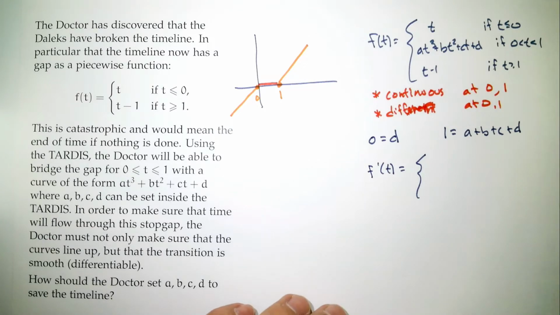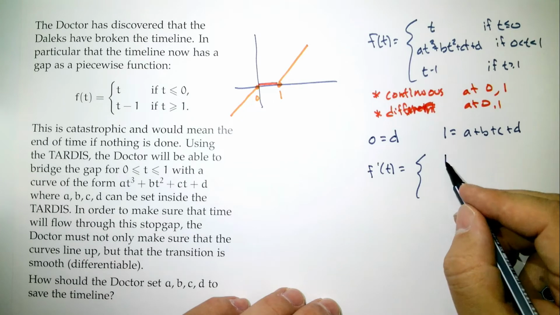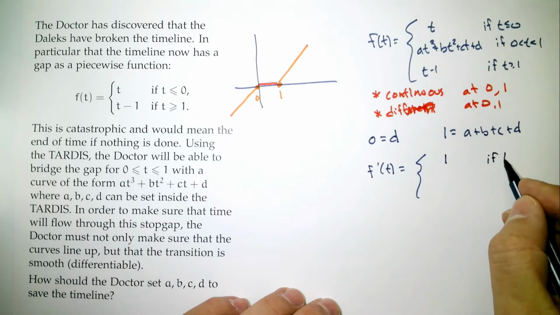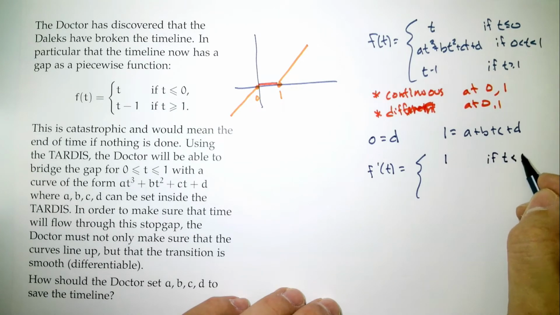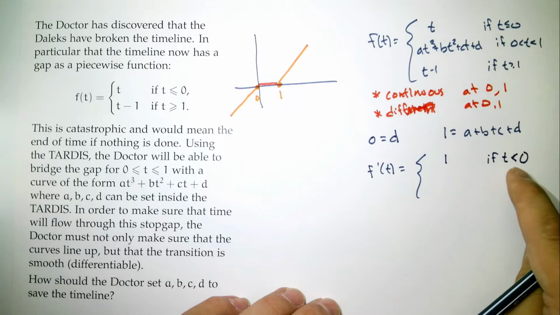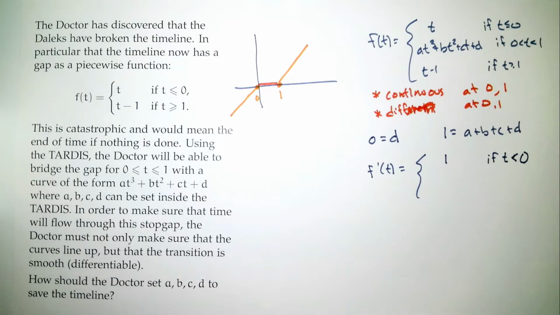So, what's the derivative of t? Yeah, that one's pretty good. And I'm going to be a little bit pedantic here. Hopefully that's a good word. But I'm going to say if t is less than 0. The equal to 0 is going to be a little bit tricky, so I don't want to claim that that's true at 0. But, all right, so it's 1 if I'm below 0.